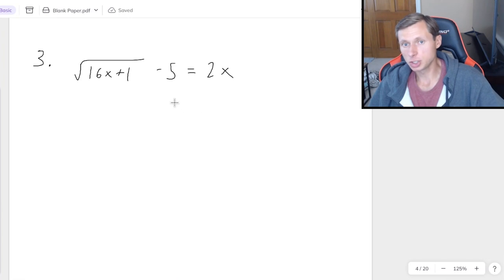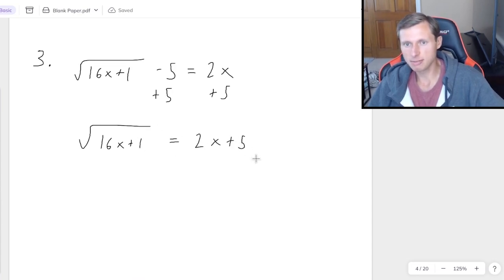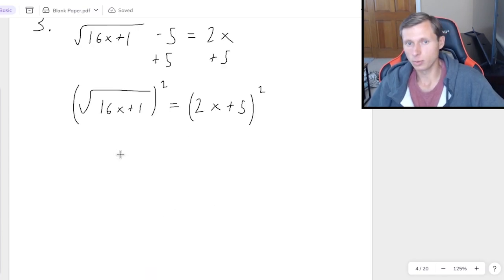So the first thing I should do is add 5 to both sides, giving me the square root of 16x plus 1 equals 2x plus 5. Looks good. Okay, now I can square both sides. But even when I do that, I've got to be careful. It's what we've been doing all day. Square root and squared cancel. I'm left with 16x plus 1.